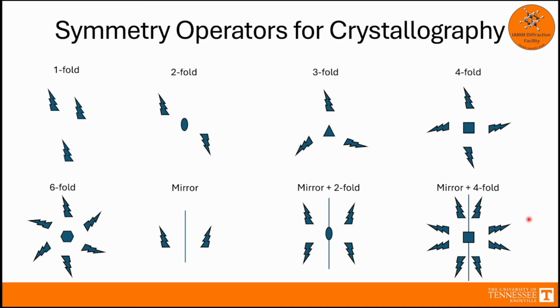We then see that if we perform the 4-fold rotational symmetry, which is 90 degrees, the lightning bolts all come into self-coincidence. And just like with a 2-fold, we do have this mirror plane shown here, this one shown here, but we also have this mirror plane and this mirror plane, which makes it a 4-mirror plane system.